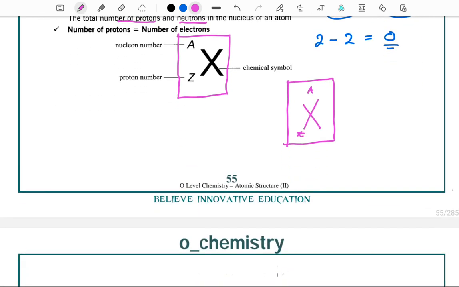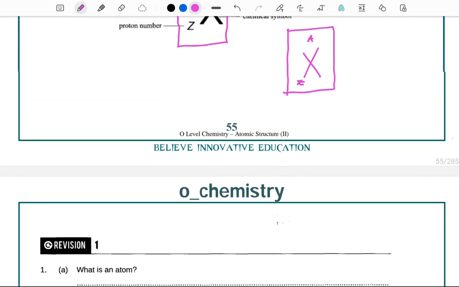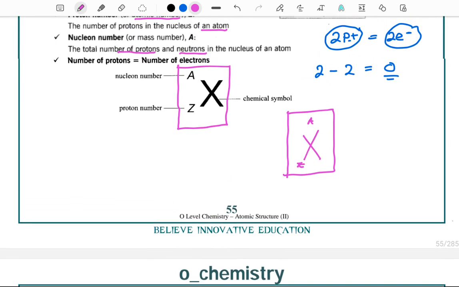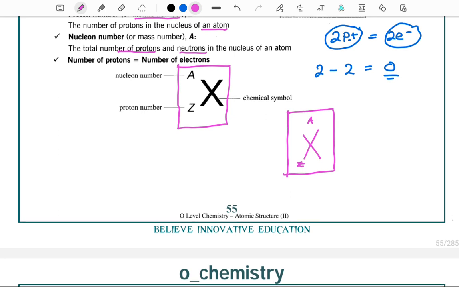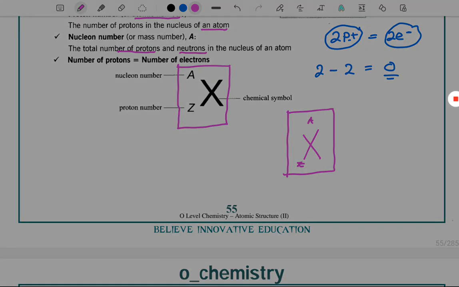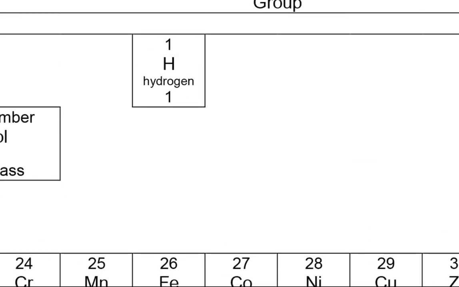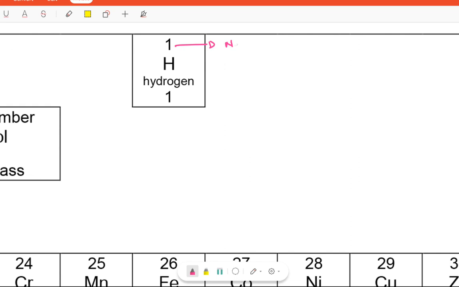So let's go on. Let me just end this lesson by also talking about the things that you find on the periodic table. So we'll have an example. So this is the example of our periodic table. For example, we can look at hydrogen. So for our hydrogen, this one is the nucleon number.